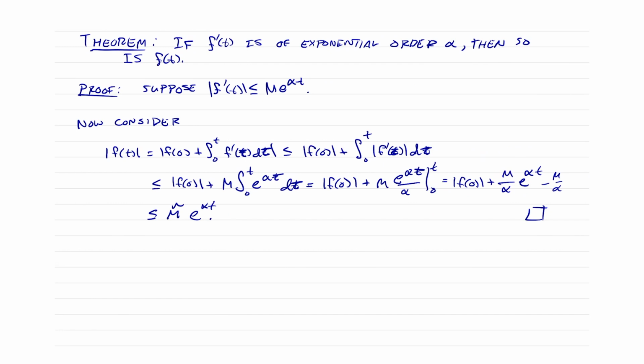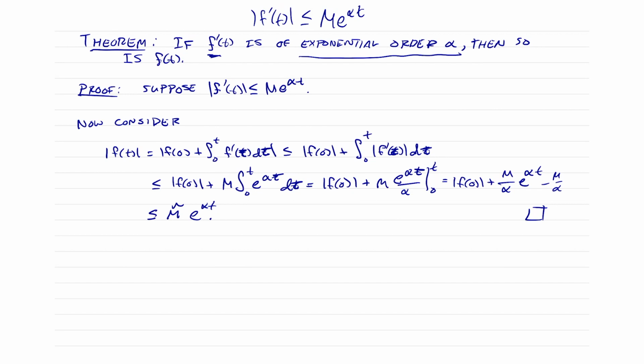We basically need to put a requirement on f prime in order to make this work. What we're going to assume is that f prime is of exponential order alpha. If you remember, that means the absolute value of f prime at t should be less than or equal to m times e to the alpha t for some m. So this little theorem says that if f prime is of exponential order alpha, then so is f of t.